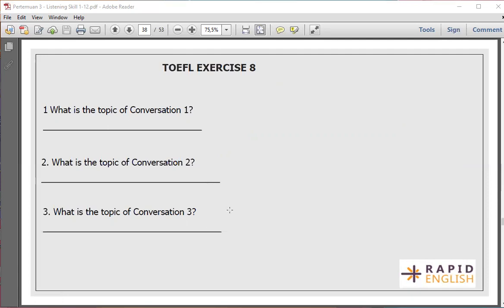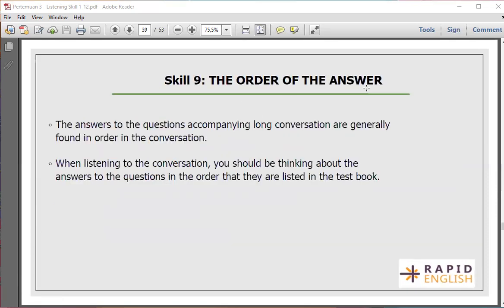Okay, those are for the exercise getting the topic ya. For you, may repeat as you wish to get the right ones. Now the order of the answer ya.